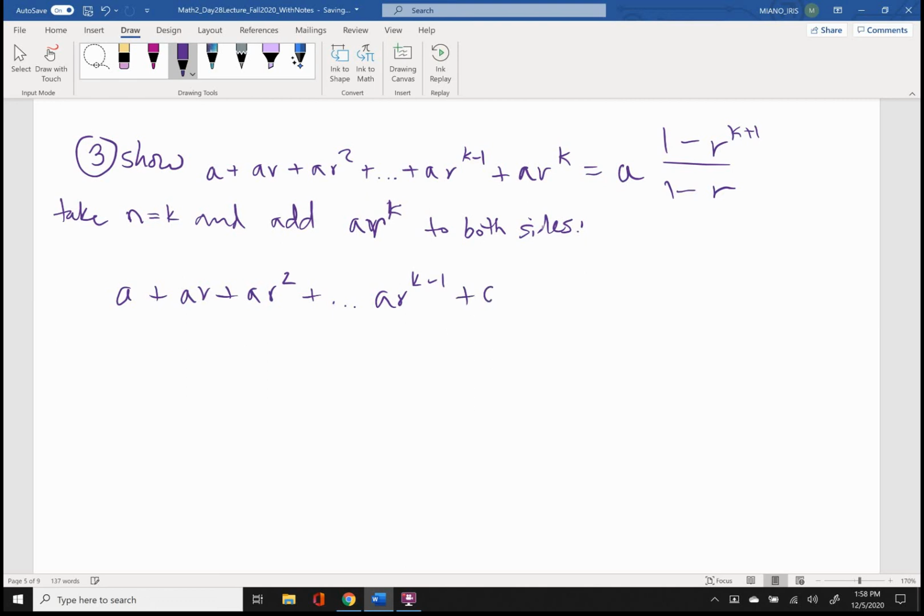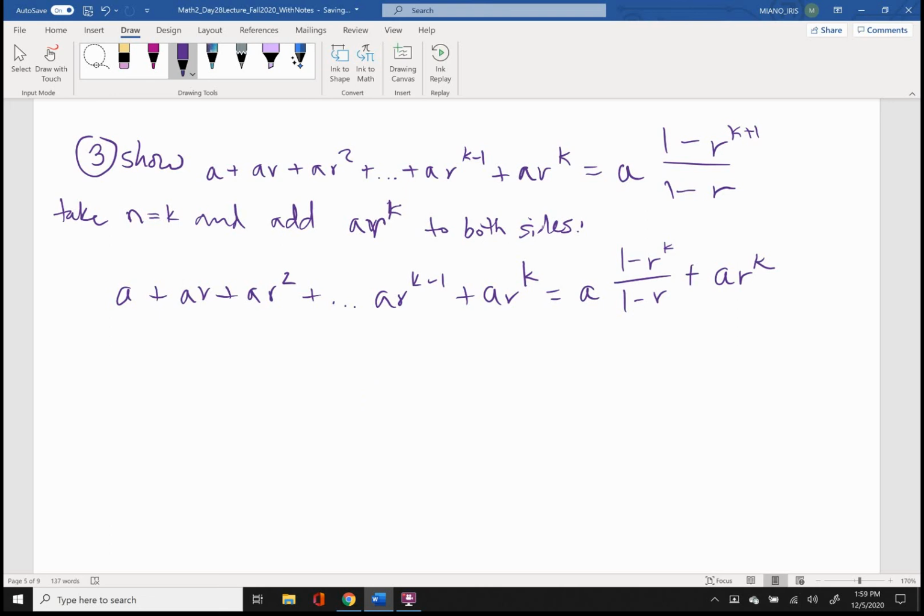So we're going to add ar to the k power, and that n equals k case was equal to a times the ratio 1 minus r to the k over 1 minus r, and then we're going to add to that ar to the kth power. So now I'm going to have to try and get this, what I'm hovering over with my cursor, to match this up here. And if I can do that, I have written my proof. So what are we going to do in order to make this happen?